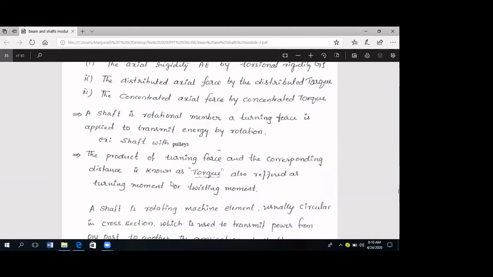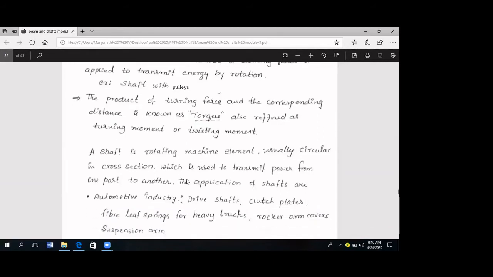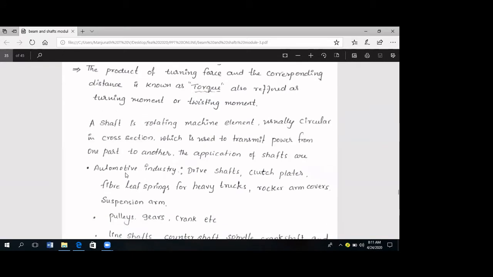The shaft is a rotating machine element, usually having a circular cross section, which is used to transmit power from one part to another part. Shafts are used in many applications. Taking the automotive field as an example, in the automotive industry shafts are used as drive shafts, for clutch plates, for leaf springs, as a shaft for the rocker arm covers, and also in the suspension arm.